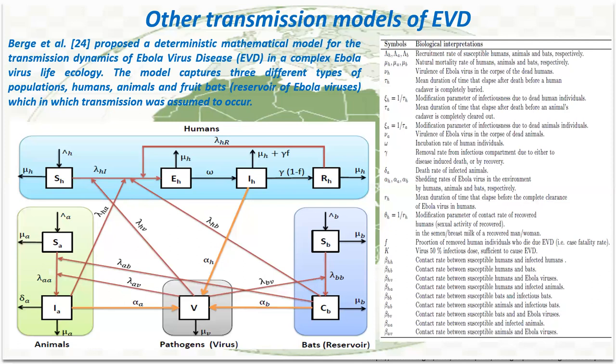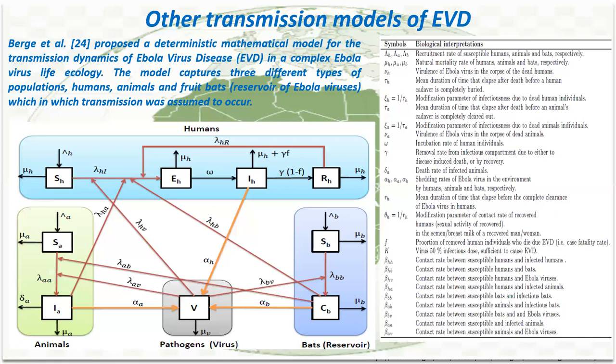Within this model, the human population has an SEIR structure, which has to do with the susceptible class, exposed, infected, and recovered. Within the animals, they have susceptible and infected. Then they also have other species of animal, and the bats, with susceptible bats and infected bats too.